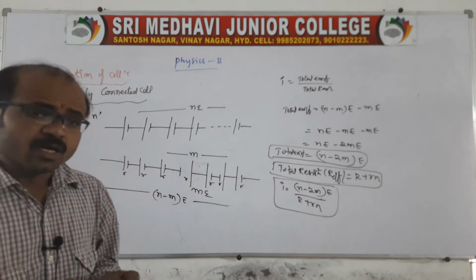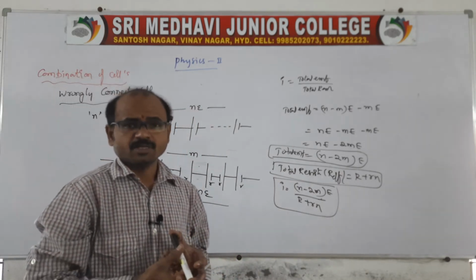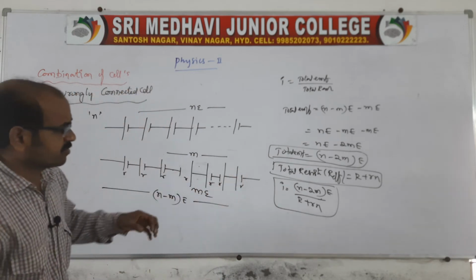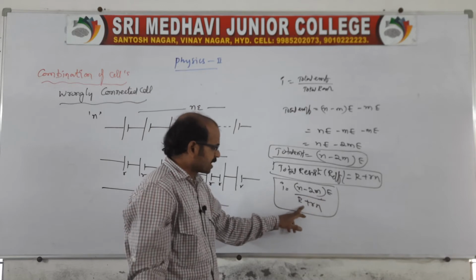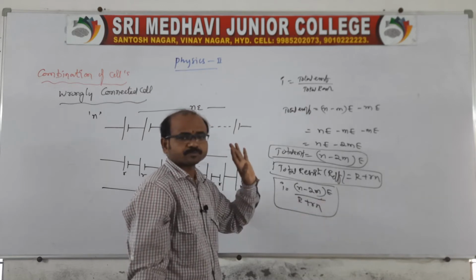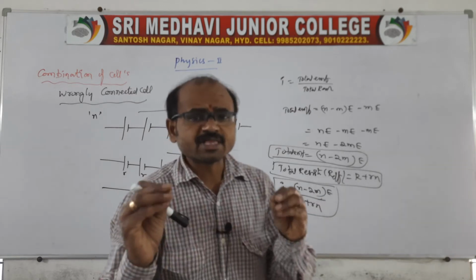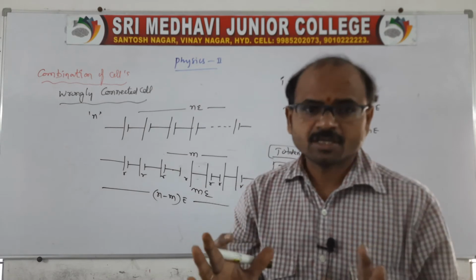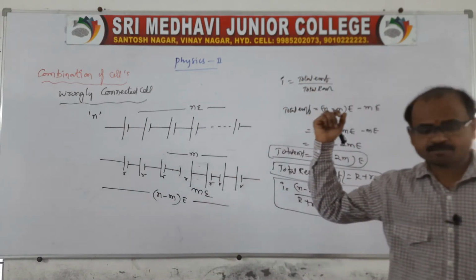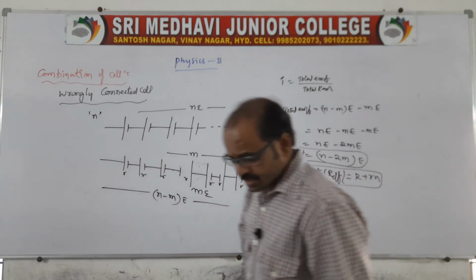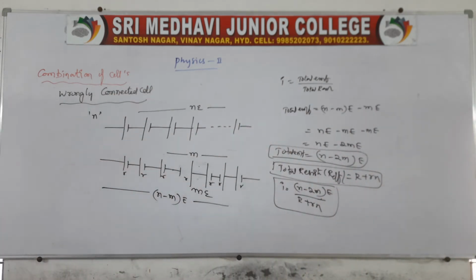If there are wrongly connected cells, what happens to the EMF? I is equal to (n minus 2m) by (capital R plus Rn), into E. This is about when there are wrongly connected cells; the total current we can take like this. This is what it is about, the cells which are connected in wrong connections.